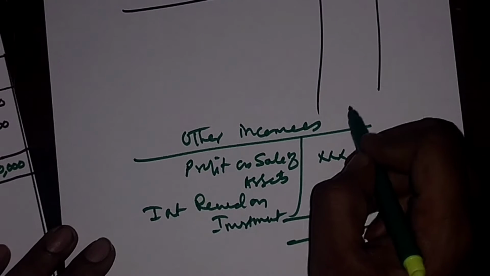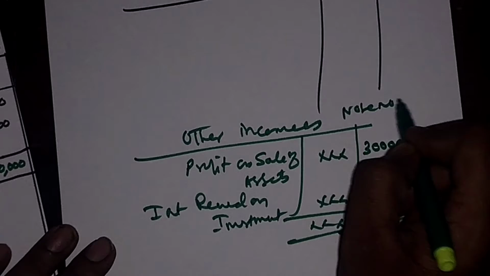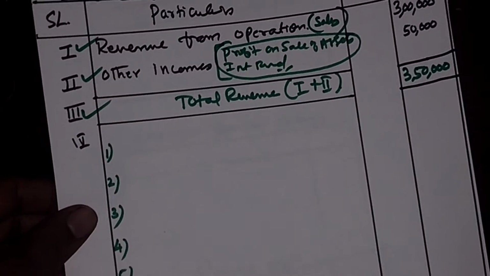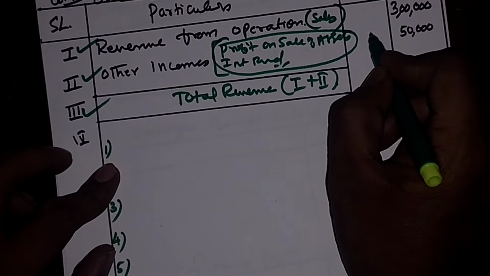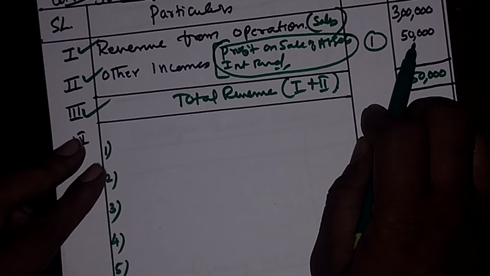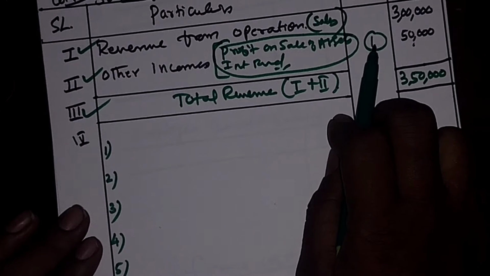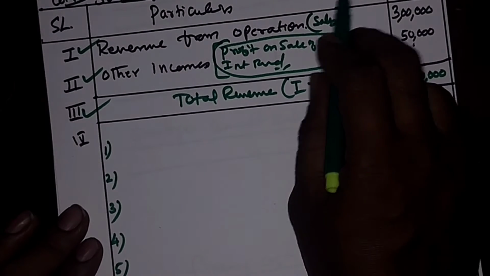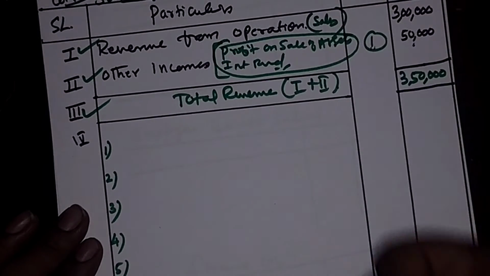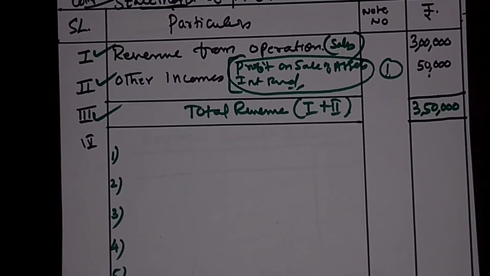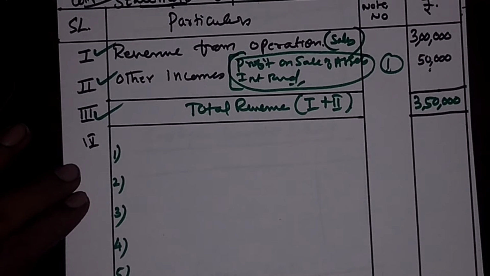50,000. If I give the note number 1, in this note number 1, I will mark it here. How has this 50,000 arrived? This 50,000 has arrived because of some calculations which have been made in note number 1, which I have given after this income statement. This is the concept, you must know that.